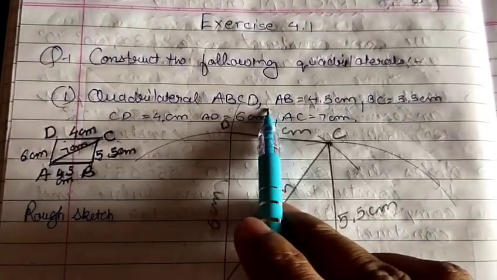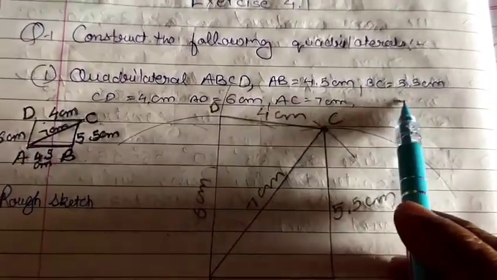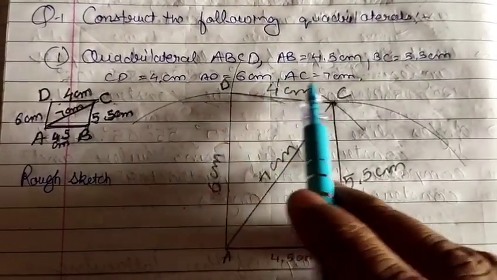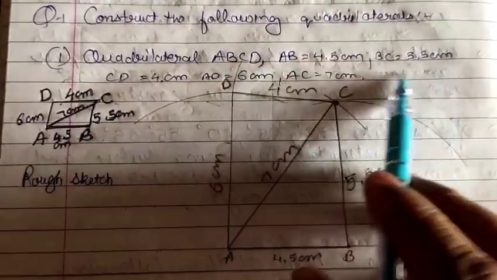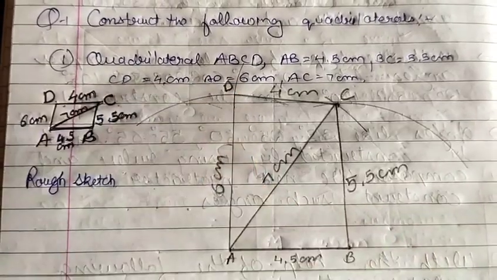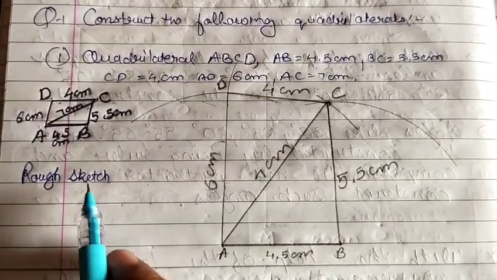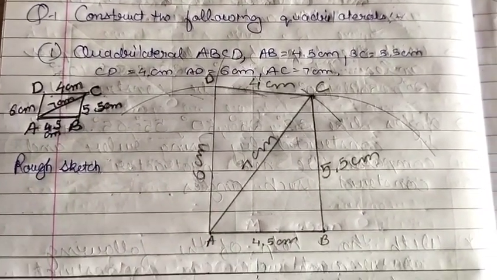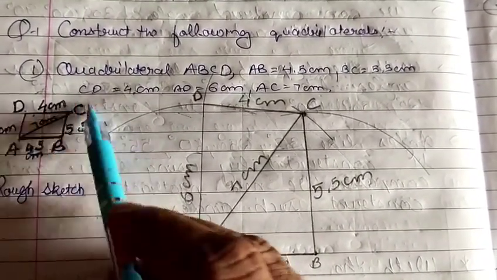A quadrilateral ABCD is given. AB 4.5 centimeter, BC 5.5 centimeter, CD 4 centimeter, AD 6 centimeter, and AC 7 centimeter. Now, these are all the sides, and one diagonal is there. Without a rough sketch, we can't find the construction, so it is better to draw one rough sketch over here.